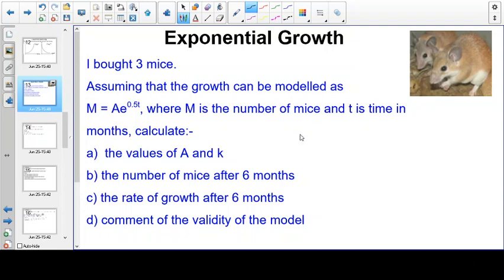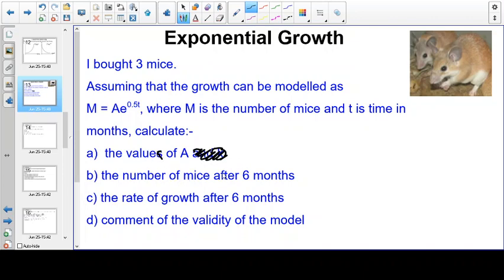Okay, so this one's about mice. I bought 3 mice, assuming that the growth can be modelled as m equals a e to the 0.5t, where m is the number of mice and t is the time in months. Calculate the values of a and k. Well, we've got k, so we can just ignore that. That shouldn't be there. So we just want the value of a.